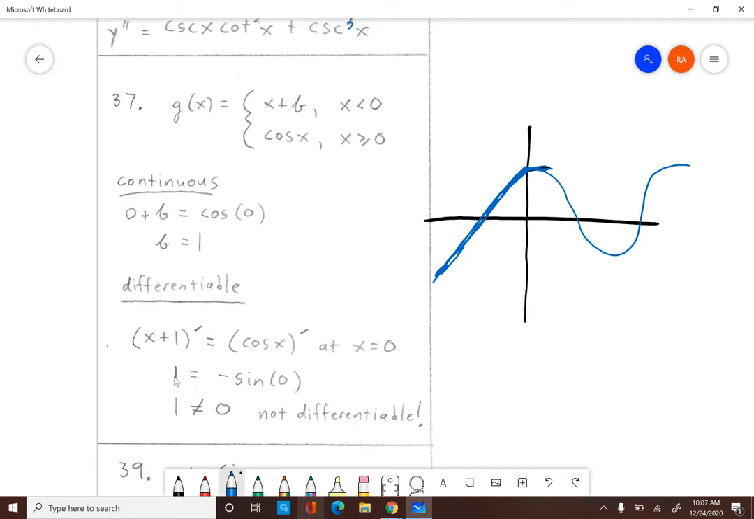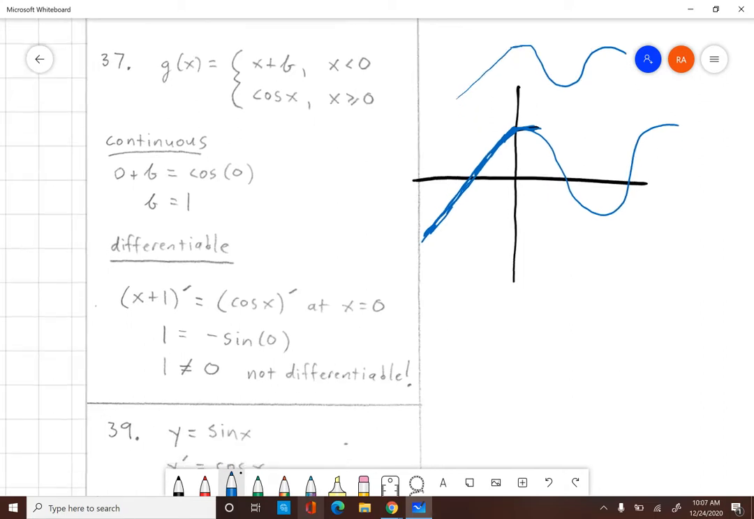Well, the slope of this line is 1, so that's the derivative from the left. And then if I take the derivative of cosine, that's negative sine of x. If I plug 0 into that, I get 0. So I do have a corner there. If I focus in, it's going to look like that, and then it's going to look like that. Oops, let me clean that up a little bit. So it's going to be 1, and then this nice rounding off, something like that. So there's going to be a corner, because the derivative from the left is 1, and the derivative from the right is 0. So not differentiable. Yes, continuous, not differentiable.